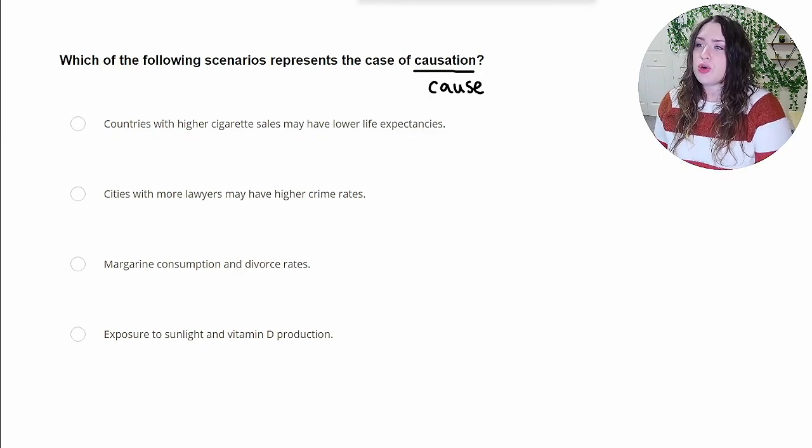So our first answer here is countries with a higher cigarette sales may have lower life expectancies. So this one we have to be careful of because there's some data saying that if you smoke that you might get lung cancer, which would lower your life expectancy.